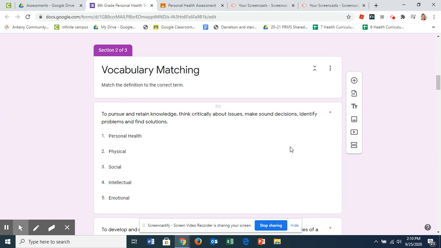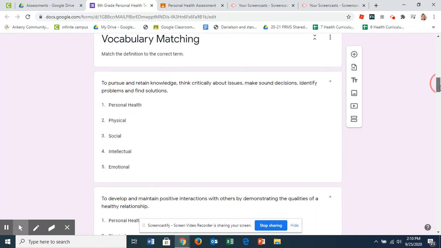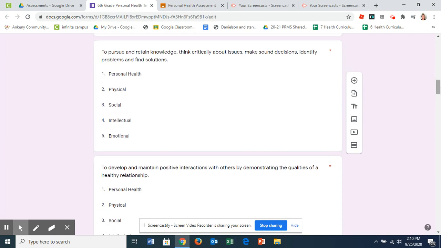Now we are going to move on to the vocabulary matching. You are going to match the definition to the correct term. There will only be one term that matches the vocabulary. First statement. To pursue and retain knowledge, think critically about issues, make sound decisions, identify problems, and find solutions. Would that be personal health, physical health, social, intellectual, or emotional health?